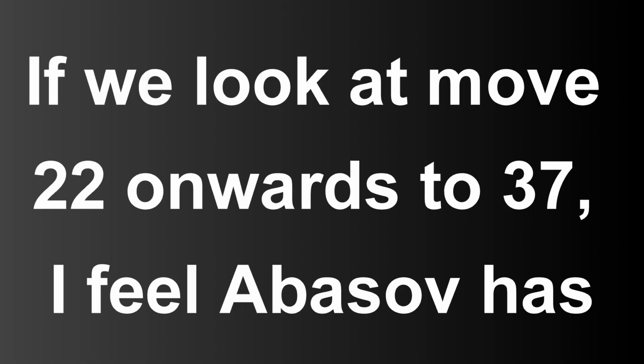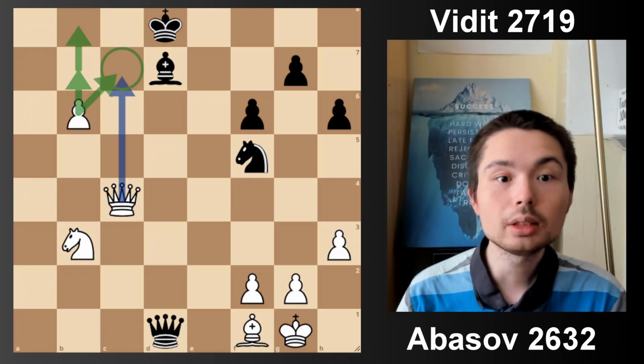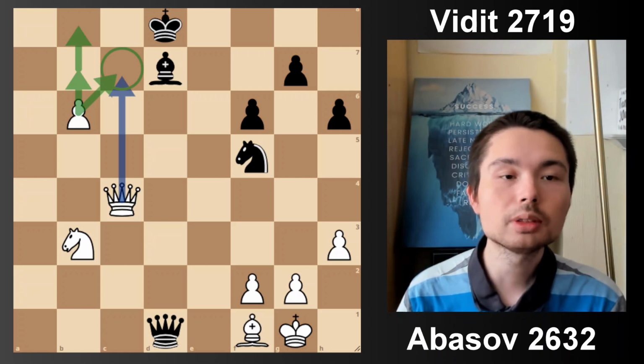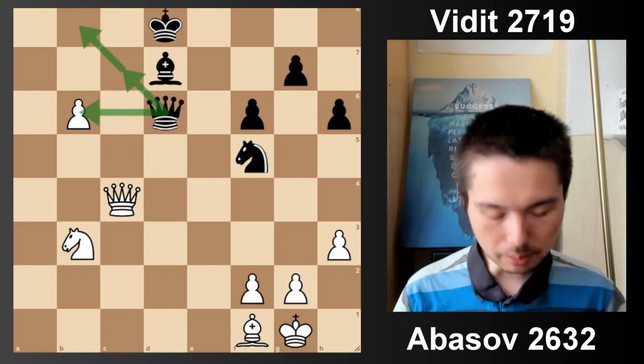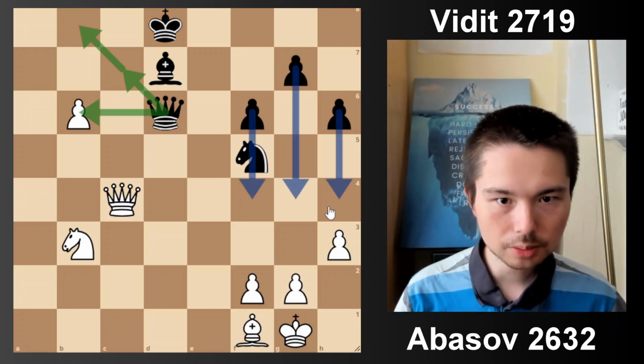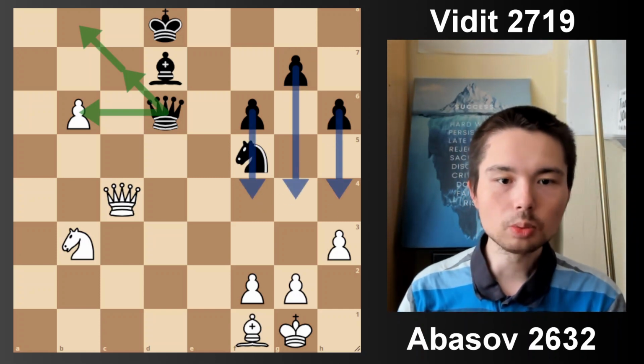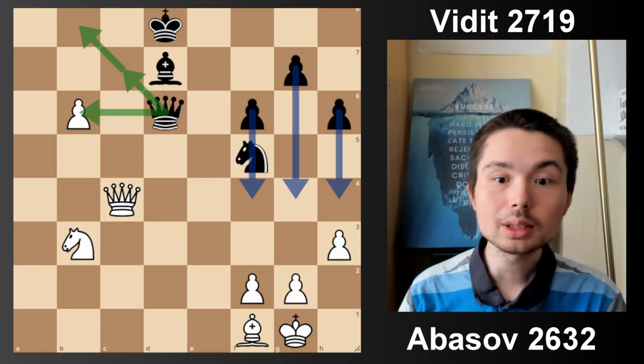If we look at move 22 onwards to move 37, I feel Abasov has done nothing special. And he's just taken down one of the best players in the world, Santosh Vidit from India. The queen actually comes back to help in the defense. Do you remember a long time ago, I was talking about this? White was the one rolling down the pawns, but black hasn't even got his attack started.